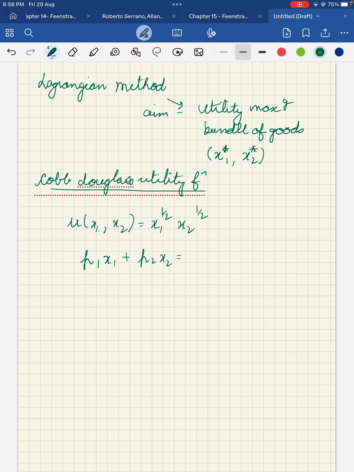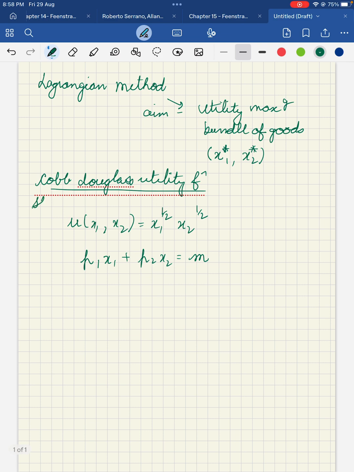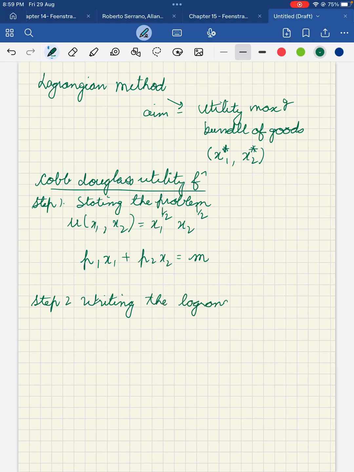As I always maximize utility subject to a budget constraint, I'm writing a budget constraint P1x1 plus P2x2 is equal to M, where P1 and P2 are the prices of commodities x1 and x2 respectively. So my step 1 here is stating the problem, which is that I want to maximize my utility subject to the budget constraint. And I want to find the values of x1 and x2 that maximize utility subject to income and prices.